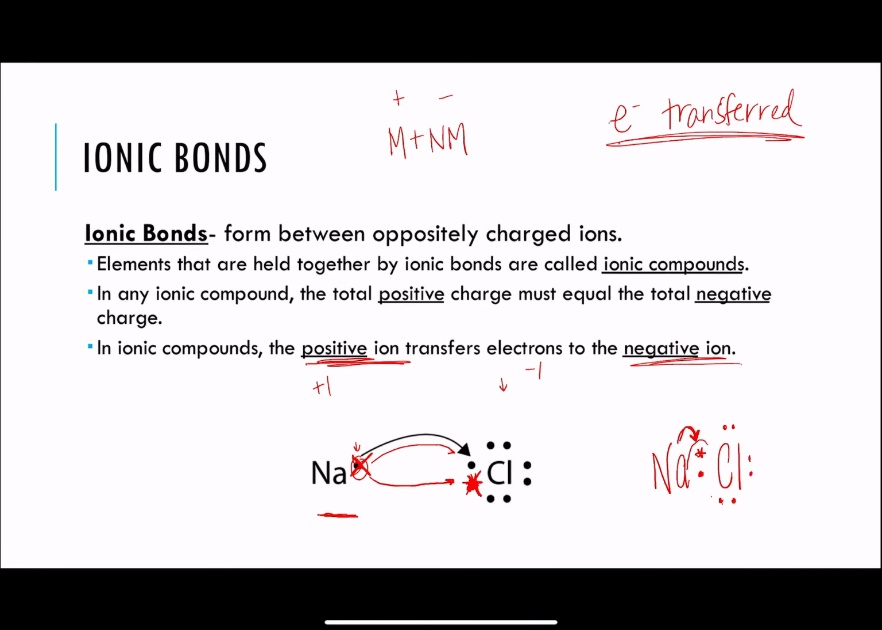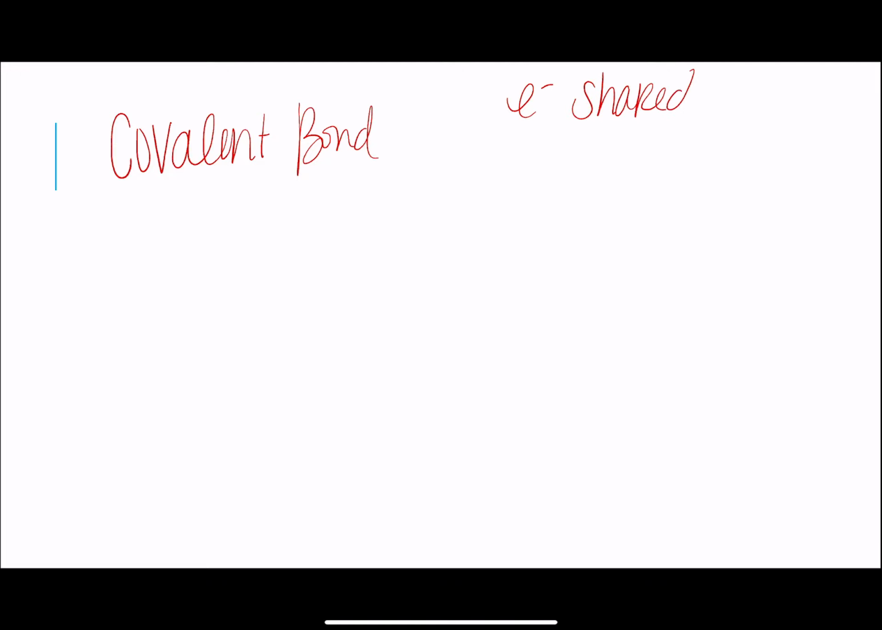Now, the other type of bond that we're going to talk about is a covalent bond. And in a covalent bond, electrons are shared. Okay? So, covalent bonds generally occur between 2 nonmetals. And generally, those nonmetals both have a negative charge. So, let's look at an example like Cl2.